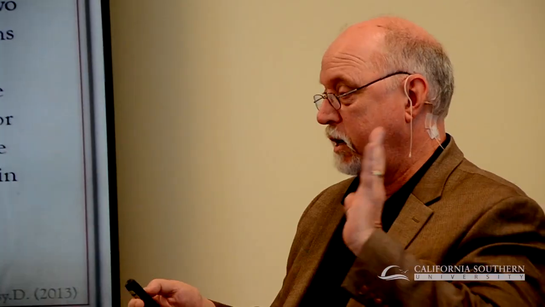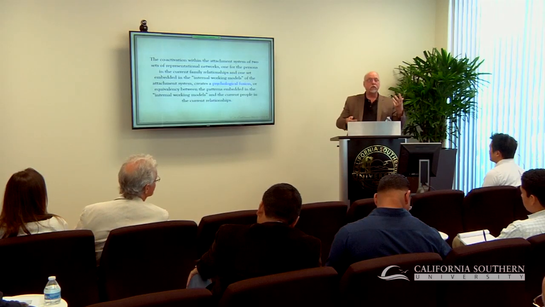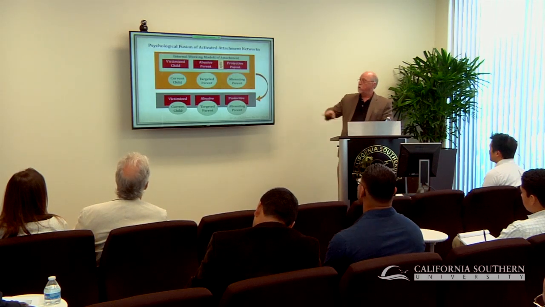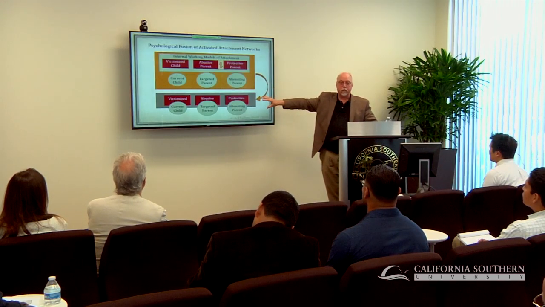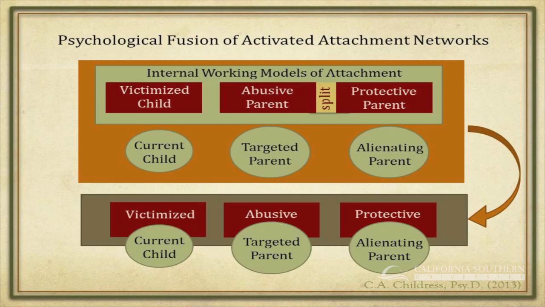And so there's a loss of differentiation. The activation of the two become equivalent to each other. I have the victimized child, the abusive targeted parent, and the protective alienating parent. This is critical to understand how this induction of the alienation occurs. People right now think that the alienating parent badmouths the other parent and says bad things about the other parent. That's not how it occurs.